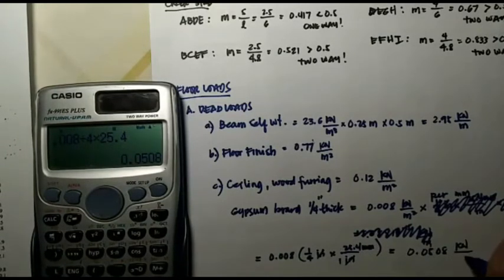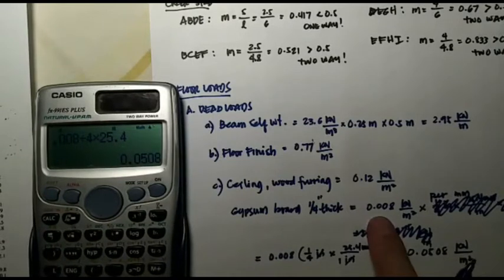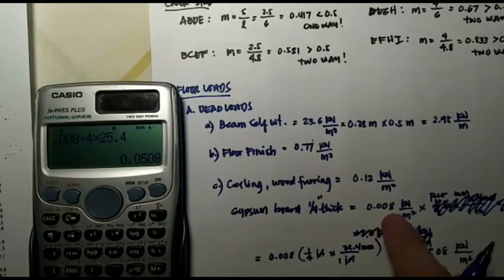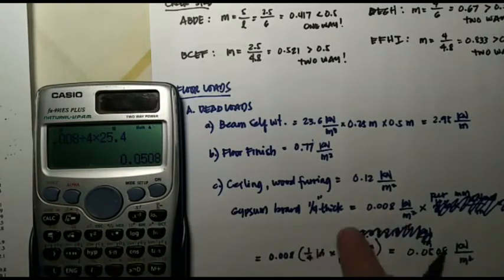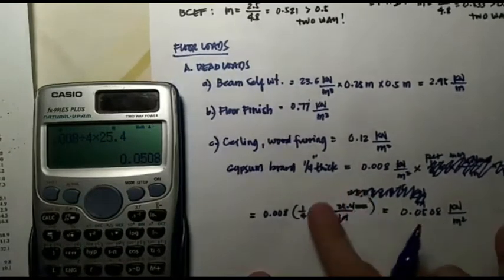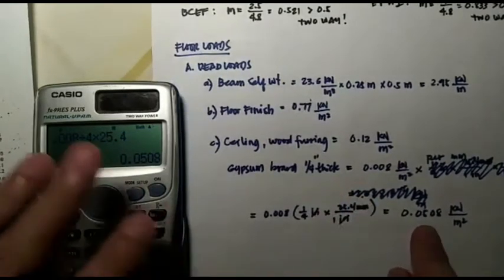kilopascal. Kilopascal is kilonewton per square meter. Yung 0.008 kasi is yan yung gypsum board weight kapag 1 mm yung thickness. Since ilang mm ba yung 1/4 inch? So i-multiply natin yung 0.008 nung total thickness niya. So we got 0.0508.